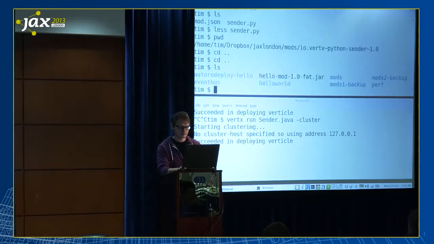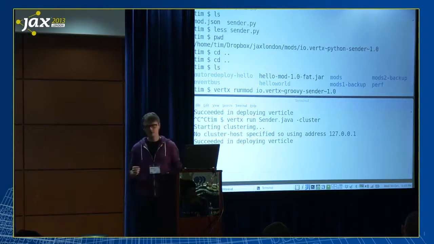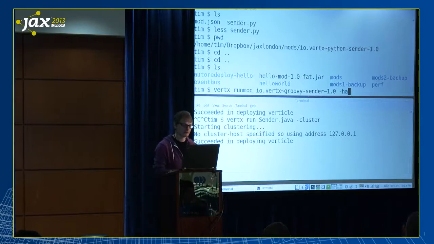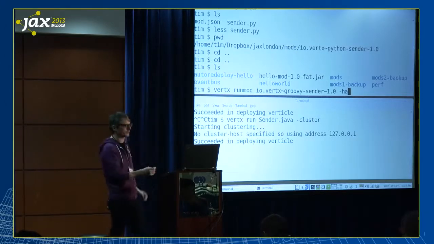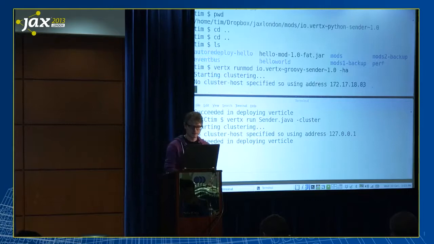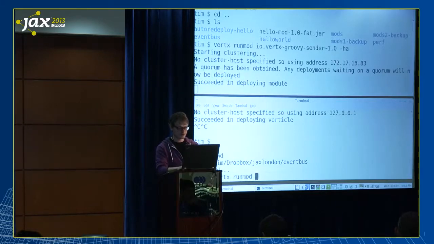So let's run those. So vertx runmod io.vertx. Let's run the Groovy sender first. Now this time, how are we going to enable HA? Because HA is not enabled by default. So all you do is you put -ha on the command line. That's it. No complicated configurations of clusters and XML files and all that stuff. It's just -ha. And let's do the same with the Python module, Python sender 1.0. And again, we'll put -ha on the command line.